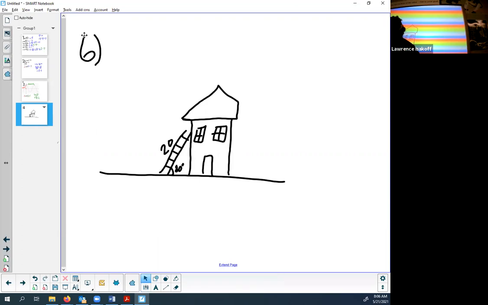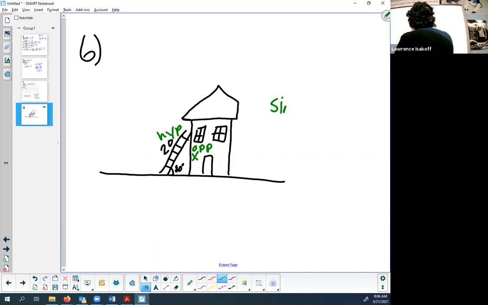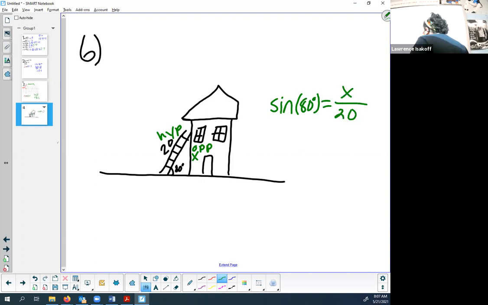Now, what I'm curious about is this over here. How high up the wall or the side of the house will this ladder reach if I put it at an 80-degree angle? So that is my opposite side. 20 is my hypotenuse. Sine uses opposite over hypotenuse. So I can say the sine of 80 degrees is equal to my opposite x over my hypotenuse 20.